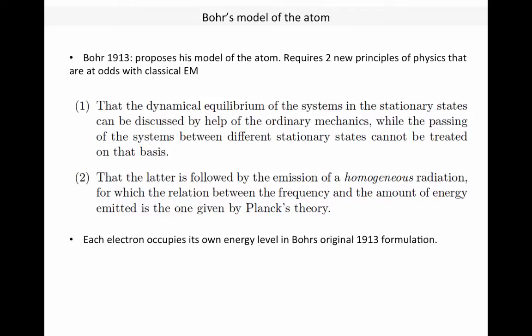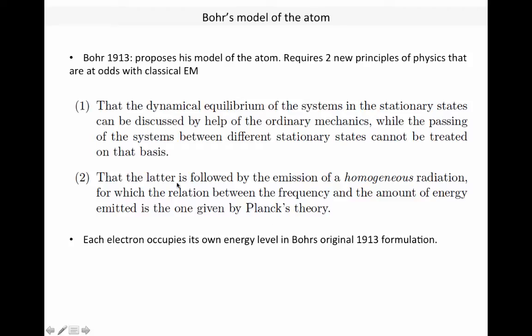So he's saying that let's treat the electrons as moving in orbits, as described by Newtonian mechanics. But when we want to describe how an electron moves from one orbit to another orbit, then we have to find some other theory, some other description. Newtonian mechanics doesn't describe how electrons move between orbits. It only describes how they move within a single orbit.